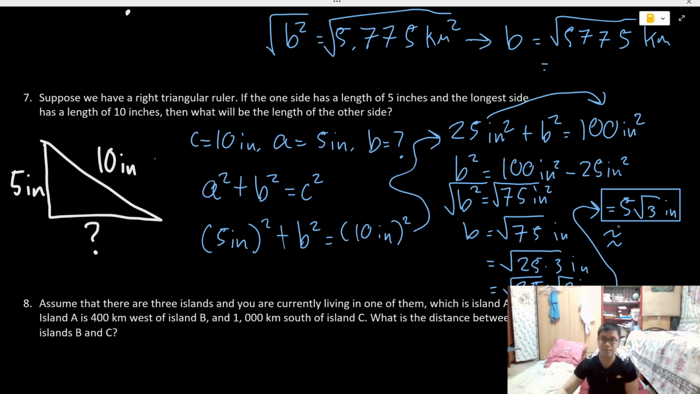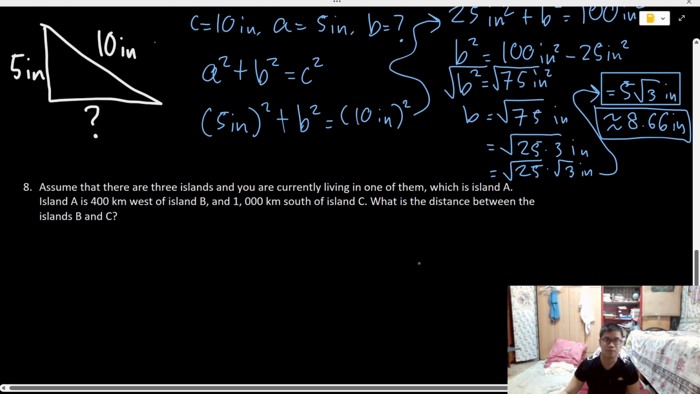So you will have 8.66 inches. Okay, so that's the answer. 8.66 inches. The answer is this one, right? So let's go to number 8.